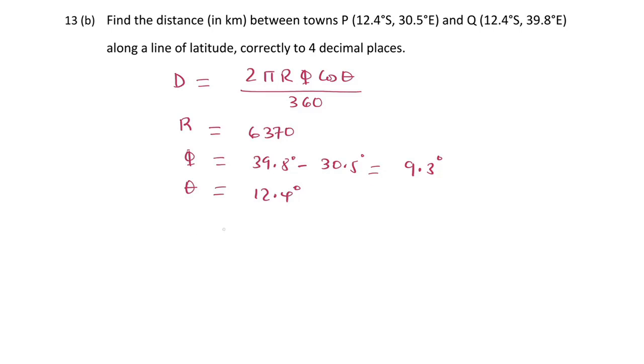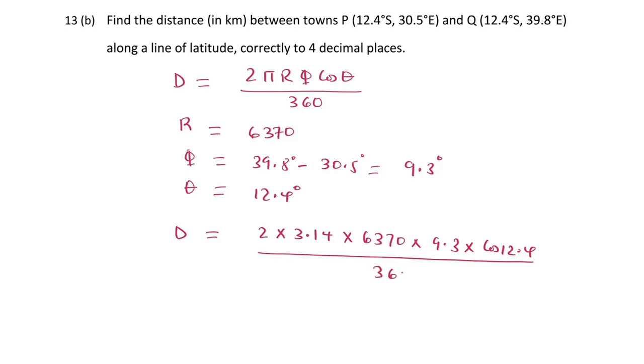Okay, so now let us substitute these values into our formula. We are going to have distance equals 2 times 3.14 times 6,370 times 9.3 degrees times cos 12.4 degrees over 360, of which after solving the values we are going to have 1,009.3189, and this is the distance needed in kilometers.